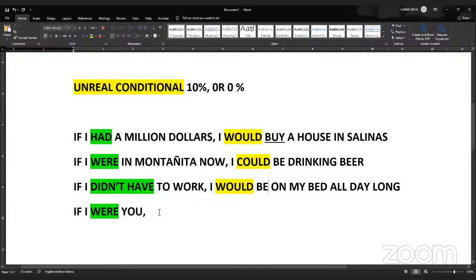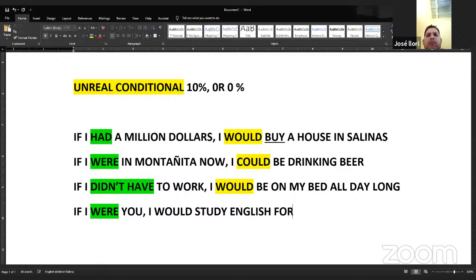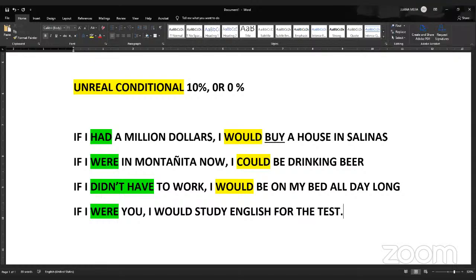Well, last one. This structure, la última estructura: utilizamos segundo condicional también para dar consejos. Si yo fuera tú, if I were you. If I were you, you see? If I were you, I would study English for the test.